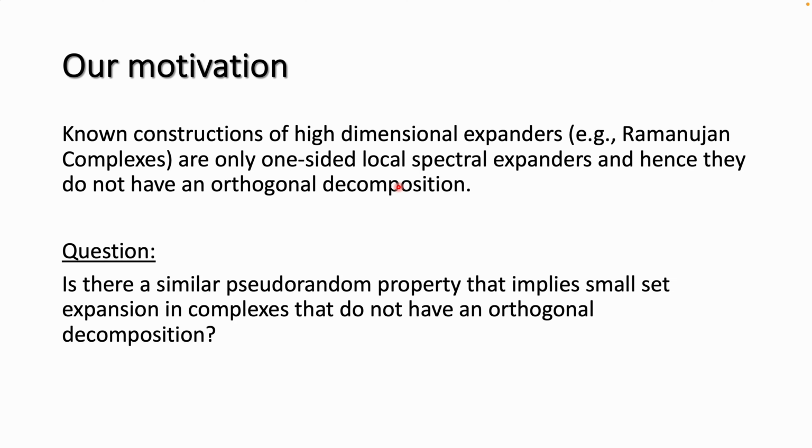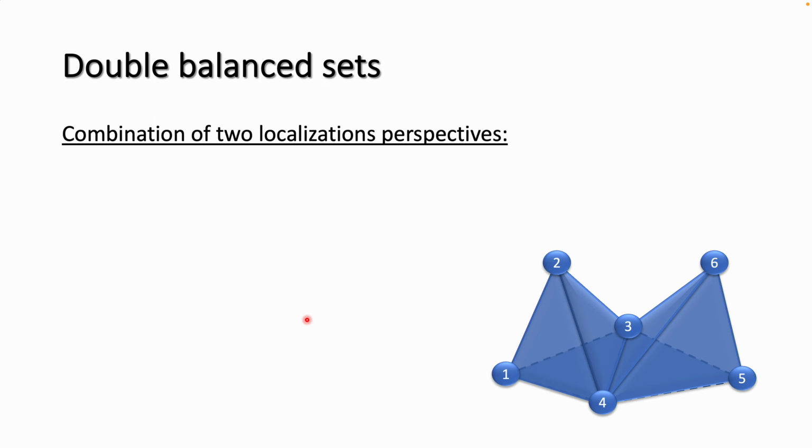And our question is: is there some similar pseudo-random property that we can study that implies small set expansion in, let's say, Ramanujan complexes, or complexes that do not have an orthogonal decomposition? That's our question, and for that we define another pseudo-random property, and let's get into it now.